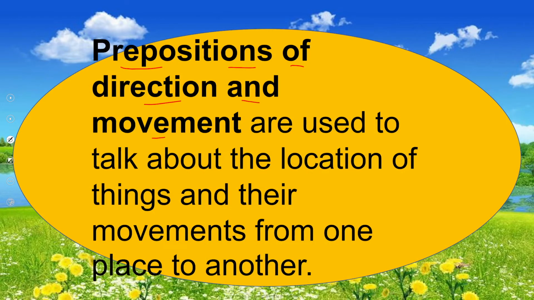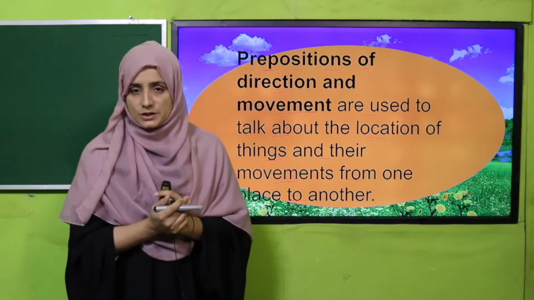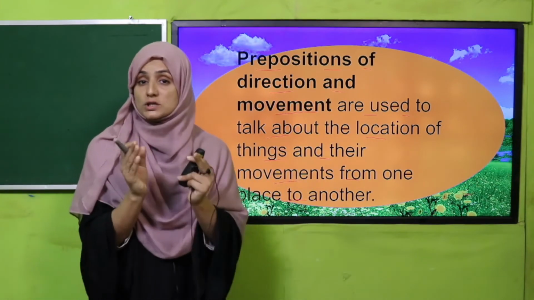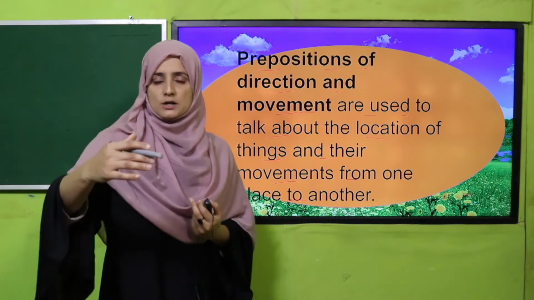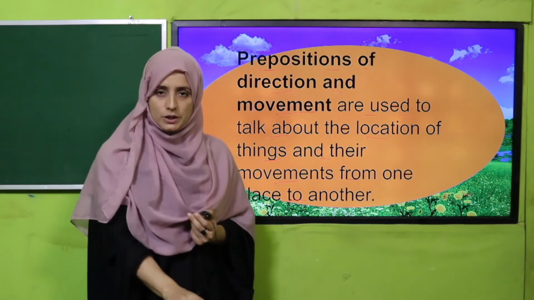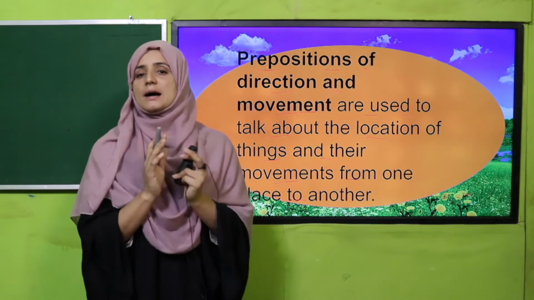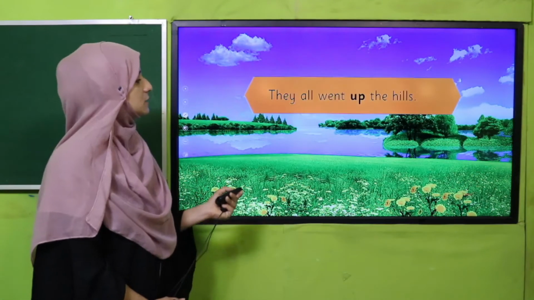See the next. Prepositions of direction and movement are used to talk about the location of things and the movement from one place to another. So these prepositions of direction and movement are usually related to each other, my dear students, because when we are moving from one place to another, definitely we will choose our direction. Without direction we can't move. If we go upward, we are moving upward. If we go downward, definitely we are moving downward. So direction and movement are related to each other. Try to get through these examples.